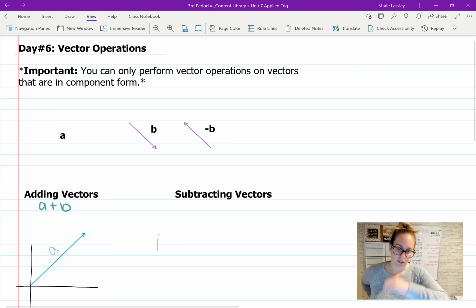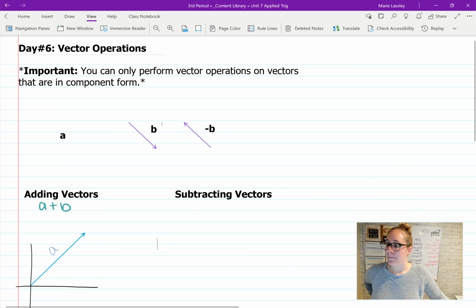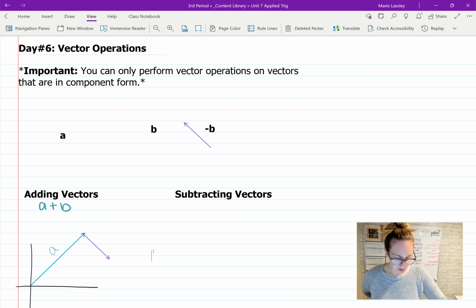So I took A. A is in component form, right? So we know that A starts at 0, 0. Then if I want to add B to it, I'm going to go to the end of vector A, and I'm going to try my best to get it at the very tip of vector A. Where did I just put that? So here is vector B.